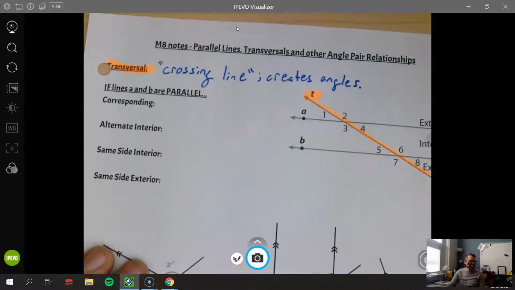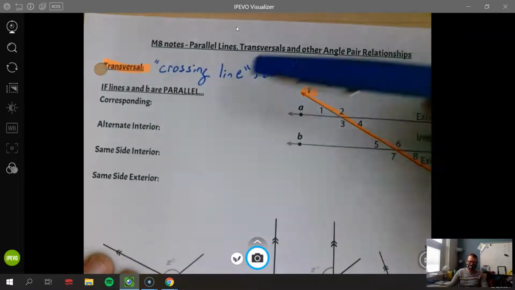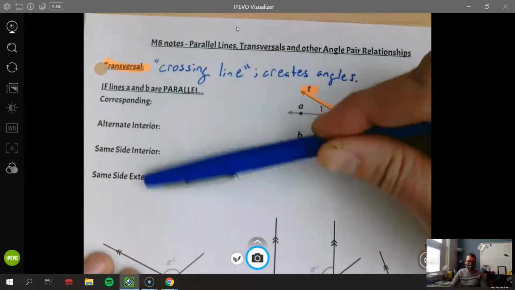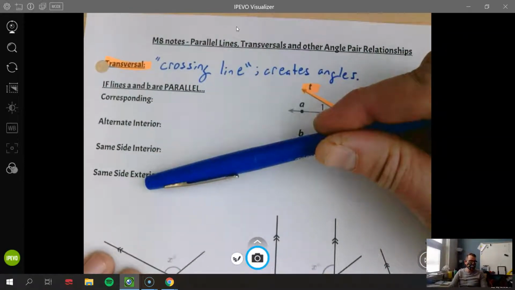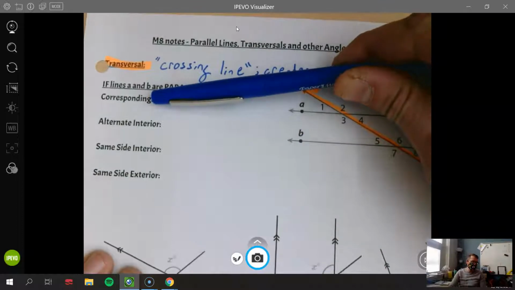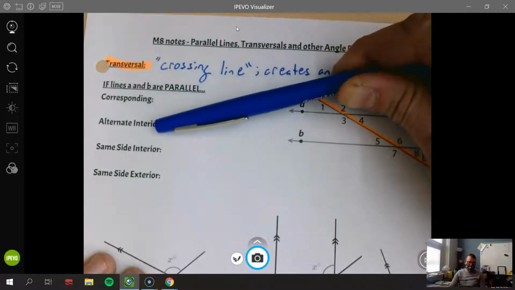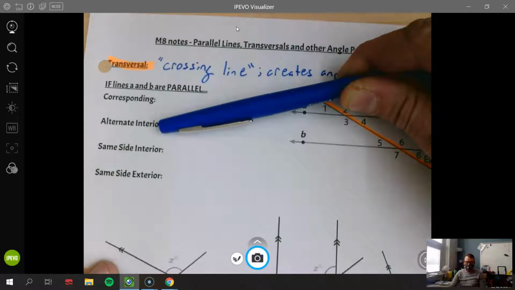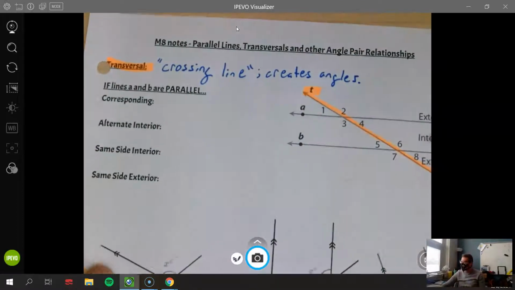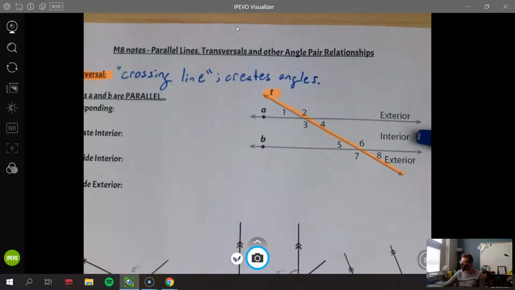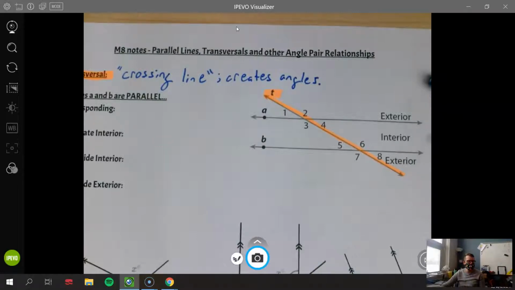Now we have some more vocab words that, again, because I'm such a nice guy, I went ahead and wrote down for you. All we need to do is notate what angle is corresponding to another angle, what angle is alternate interior with another angle. So let's go through these things. First off, we have interior and exterior referring to the parallel lines.